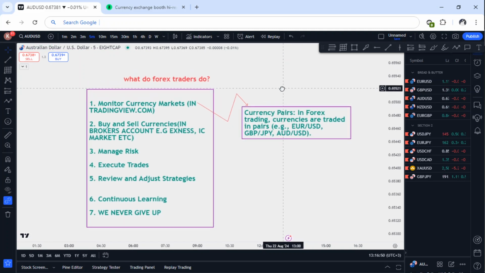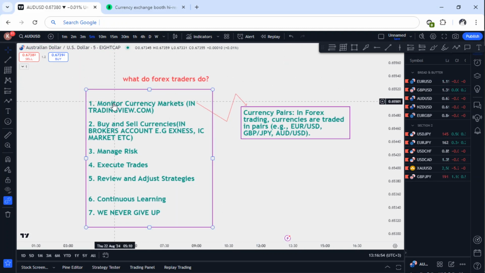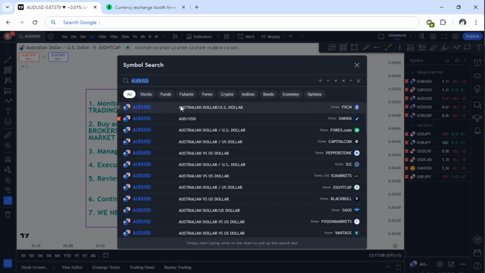So basically, what do forex traders do? Forex traders monitor currency markets in TradingView. This platform you're seeing me operate here is called TradingView. If you search for it, just look for tradingview.com, and you will find something like this. Then you click it, and you can search for any currency.